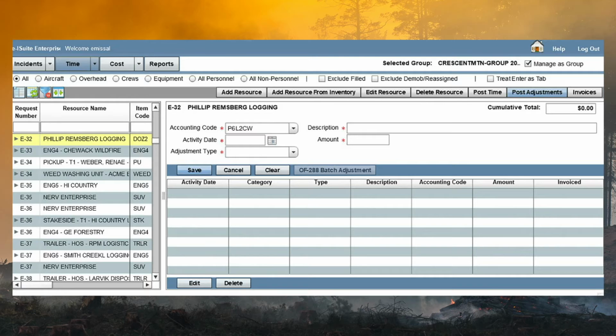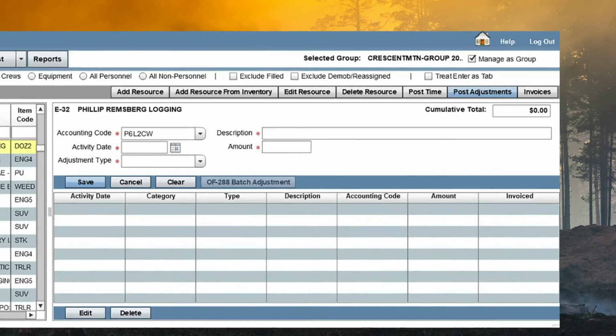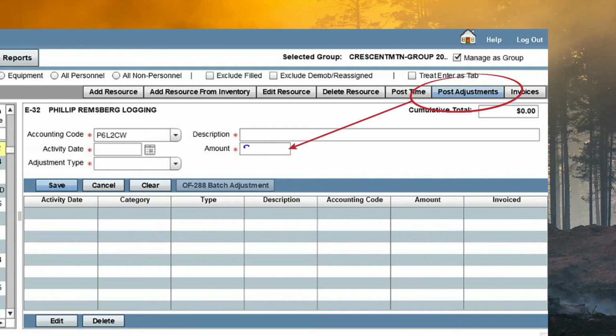Once the calculation is complete, enter the information in EI Suite. Post the full daily rate like normal, then enter the deduction under the Post Adjustment tab. In our first example, a deduction of $525 would be entered. In our second example, a deduction of $41.66 would be entered.